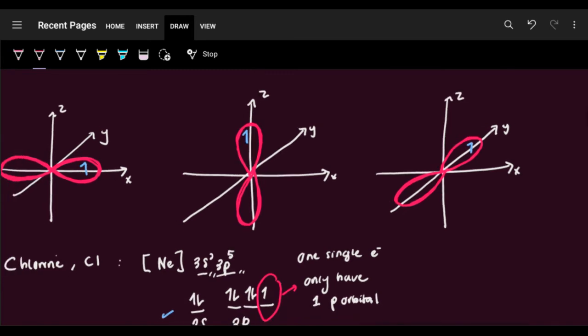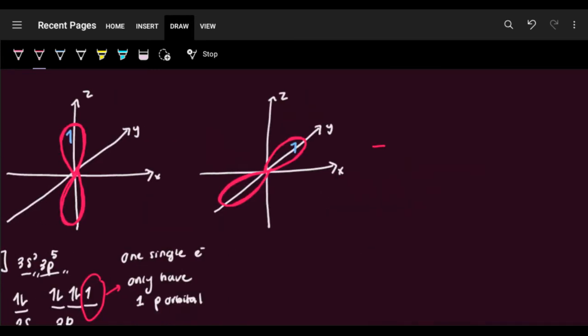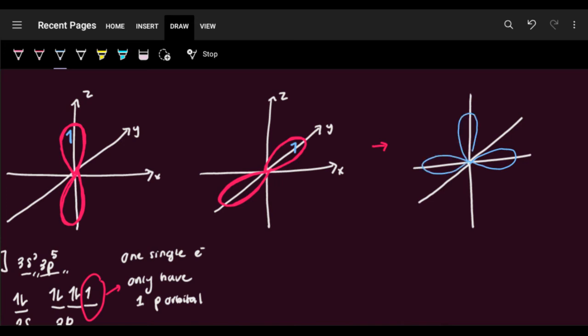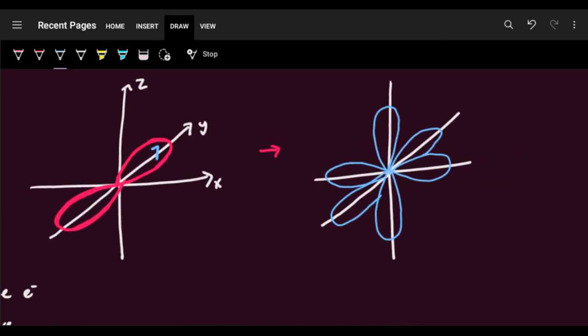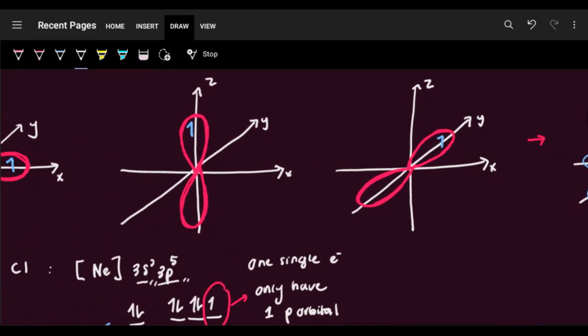So what is the diagram for the p orbital? The p orbital has a maximum of three orbitals, so it will look like this: one, two, three. Remember that this is just three orbitals, not six orbitals. So this is px, py, pz. X, y, z. So this is the p orbital.